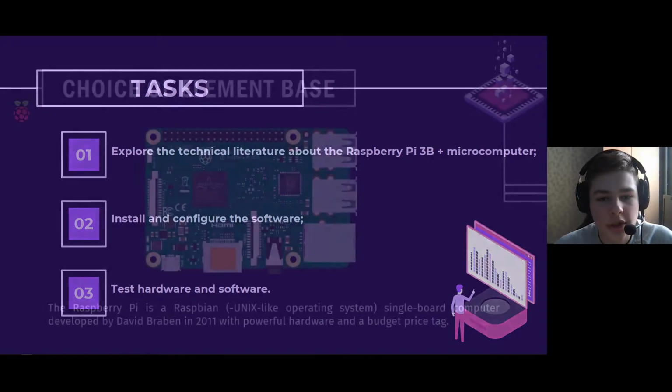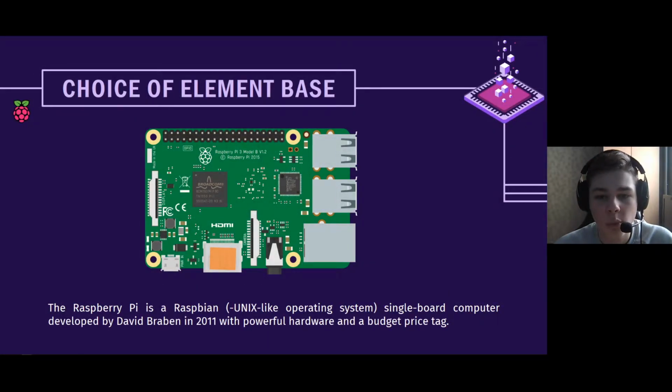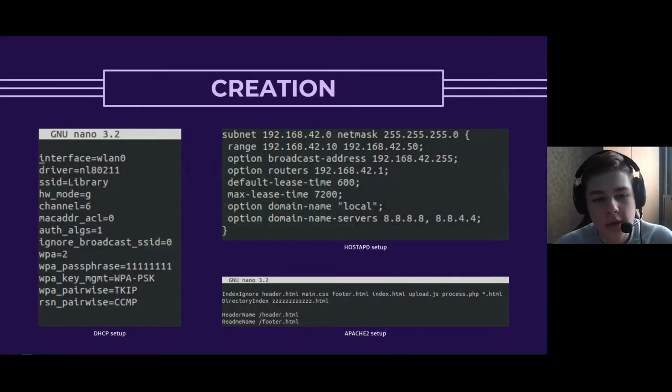To develop a digital library, the following hardware platform was selected: a single-board microcomputer Raspberry Pi 3B+. Let's move to the creation. We'll set up the wireless access point using hostapd and DHCP. Launch and configure the web server using Apache 2.